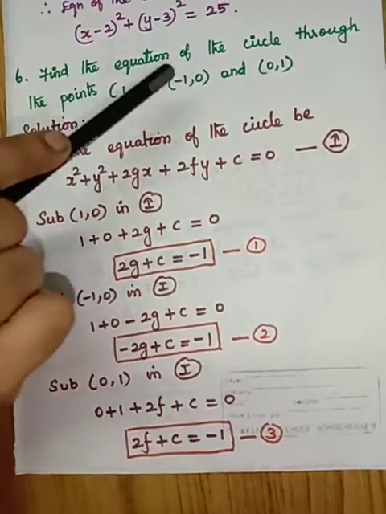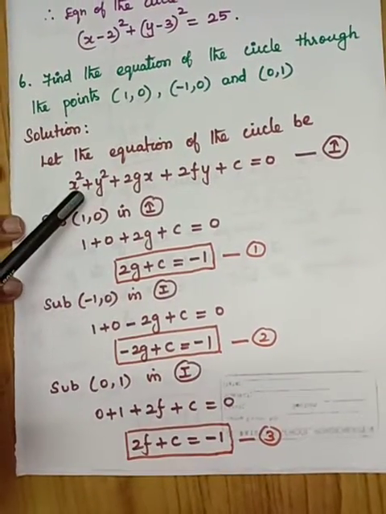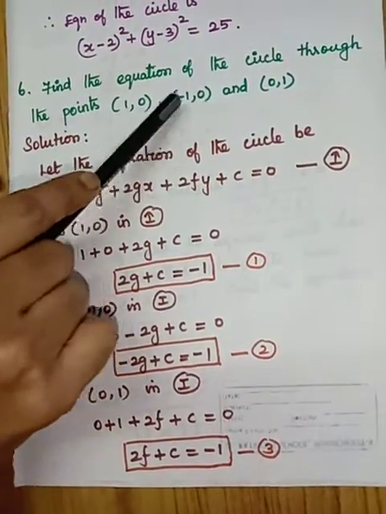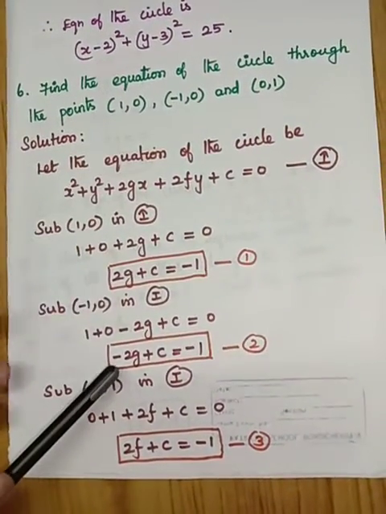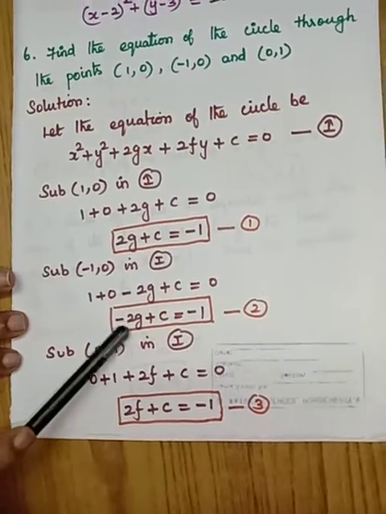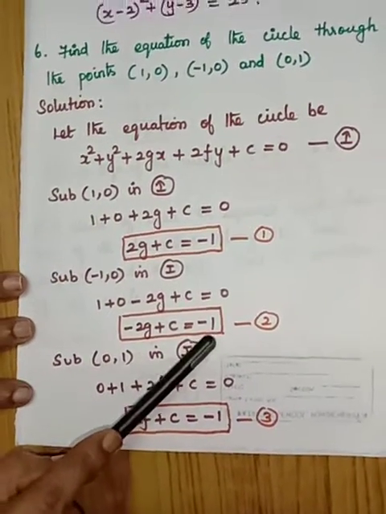In the same way, take the second point and substitute in this equation. So minus 1 comma 0 means in the place of x minus 1, in the place of y 0. So when you substitute, you will get this equation minus 2g plus c is equal to minus 1.